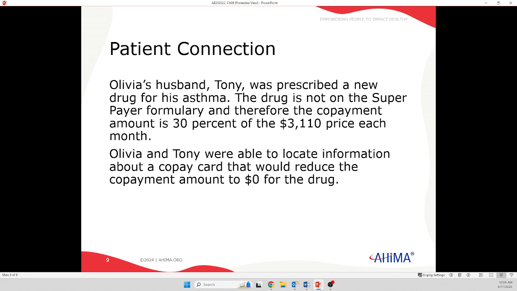So in this case, what happened was the pharmacist, whenever they went to get the medicine, did a financial counseling and educated the patient about looking for the copay cards to help with the cost of the medicine. So that is chapter 9.